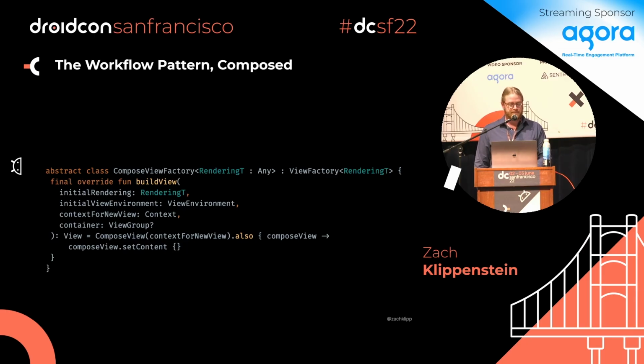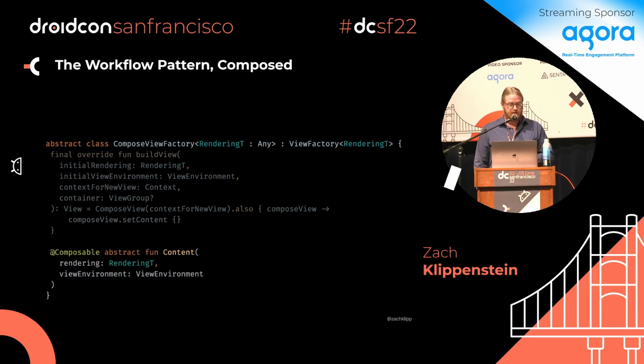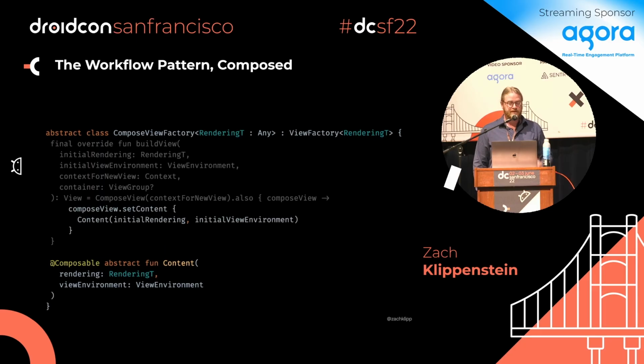Where do we get that composable from, though? Let's define an abstract content function that actual view factories can override. And then we can just call that from setContent. There's only one thing we're missing now. It's not enough to just pass the initial rendering to content. We also need to update the content every time we get a new rendering.